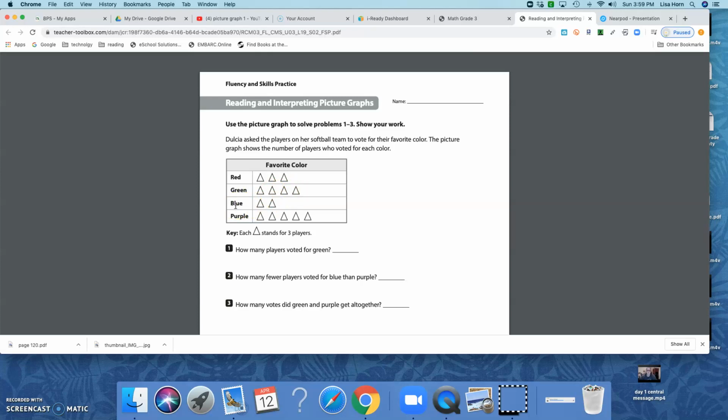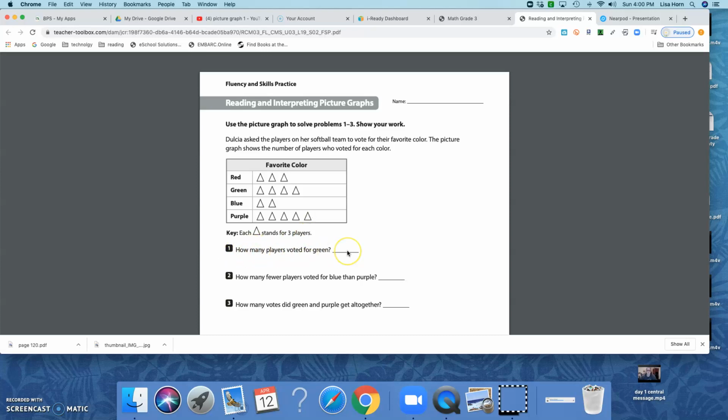I'm going to show you a different way because this is the way I think about it. I think 2 times 3 equals 6. So how many people voted for blue? 6. Purple. 1, 2, 3, 4, 5 times 3 is 15. So how many people voted for purple? 15.